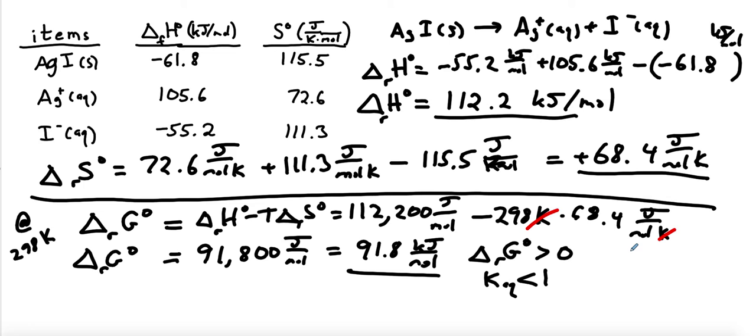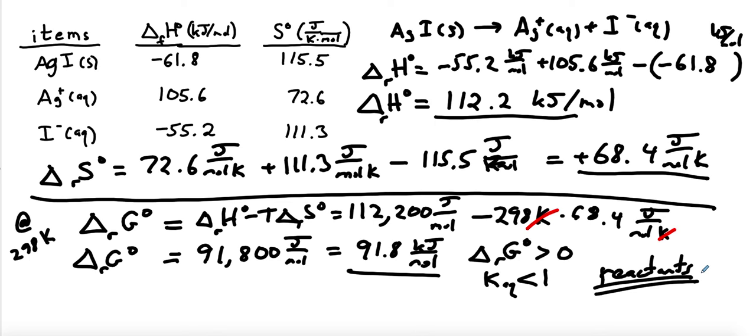So what does that mean? It means I'm going to have a high concentration of reactants at equilibrium, more reactants than products. We say it's a reactant-favored reaction or an unfavorable reaction, however you want to put it, that the concentration of reactants will be higher than products at equilibrium.